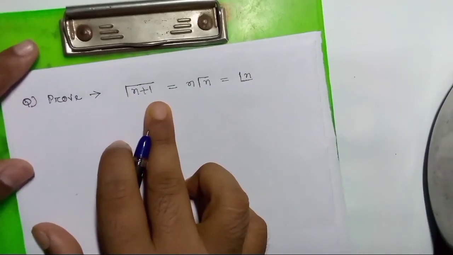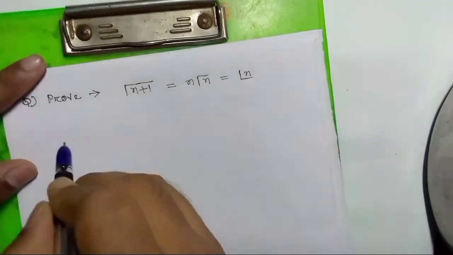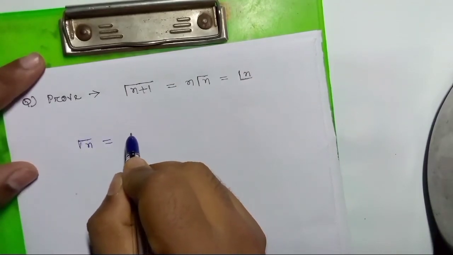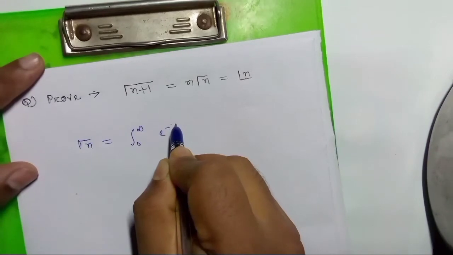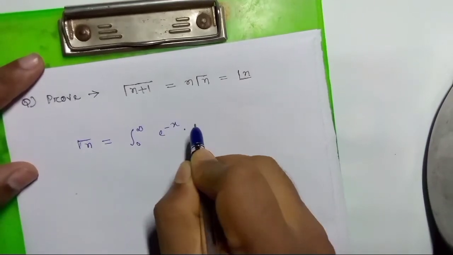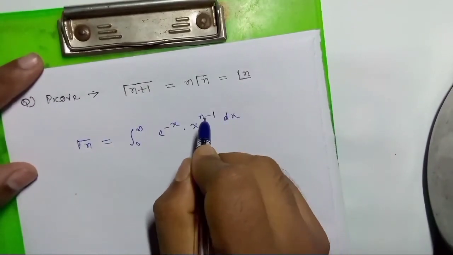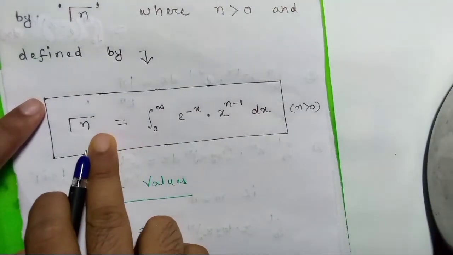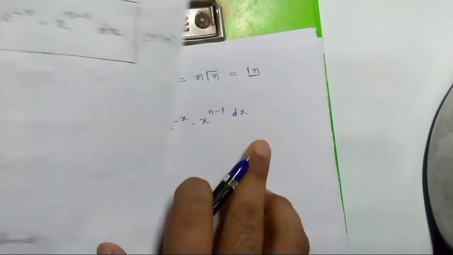We know from the definition that gamma of n is equal to the integral from 0 to infinity of e to the power minus x, x to the power n minus 1 dx. Actually, we discussed this in the first video: factorial n is equal to the integral from 0 to infinity of e to the power minus x, x to the power n minus 1 dx.